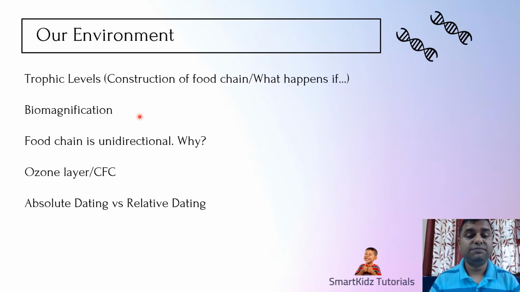You should know what is biomagnification, very, very important. Another favorite question is that the food chain is unidirectional, as in 10% is lost in every trophic level. You should know why. The ill effects of the ozone layer, also the beneficial part of the ozone layer. Ozone is a poisonous gas. CFC, what is the full form of CFC and 2 drawbacks of CFC. A differentiation between absolute dating versus relative dating. This you should know in case of our environment.